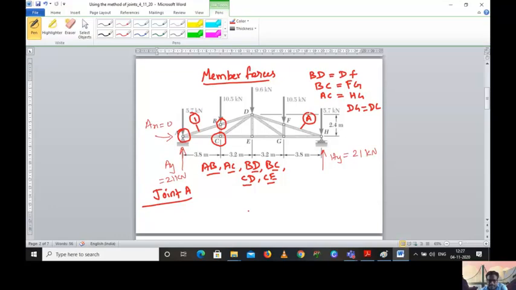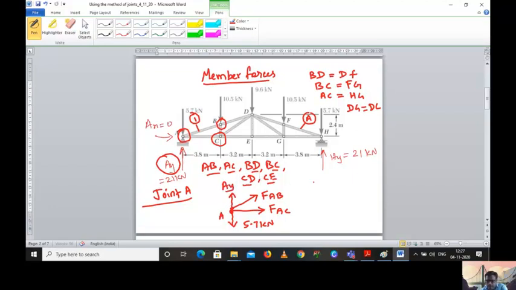So when I am considering the joint A, you know what forces are going to act. If I am considering the point A, the first force acting is 5.7 kilonewton at point A. Then from A, there will be a member force FAC, and another force along B, that is force FAB. Apart from this, I will have one more force, that is the reaction force AY.